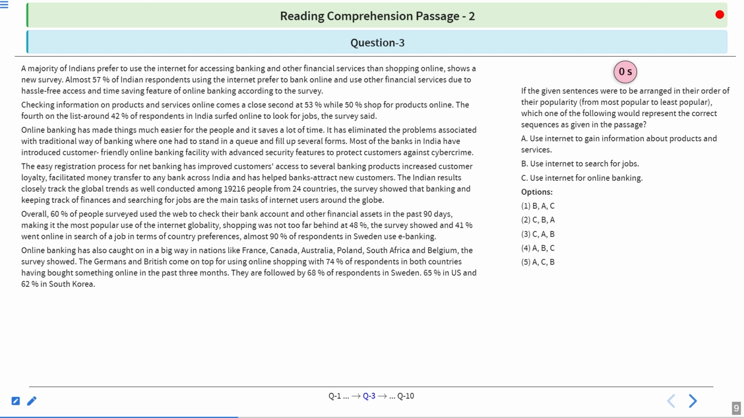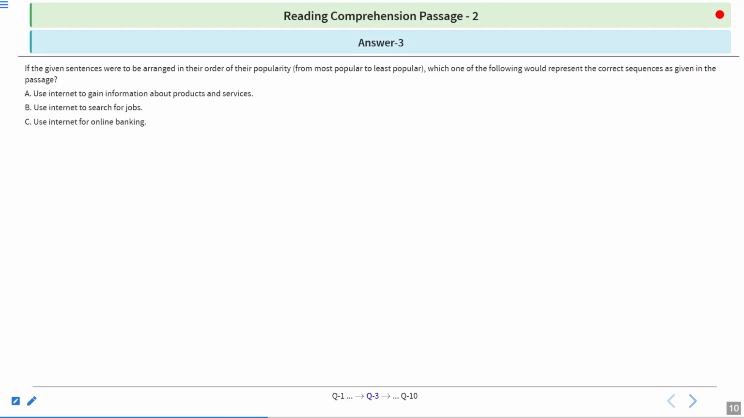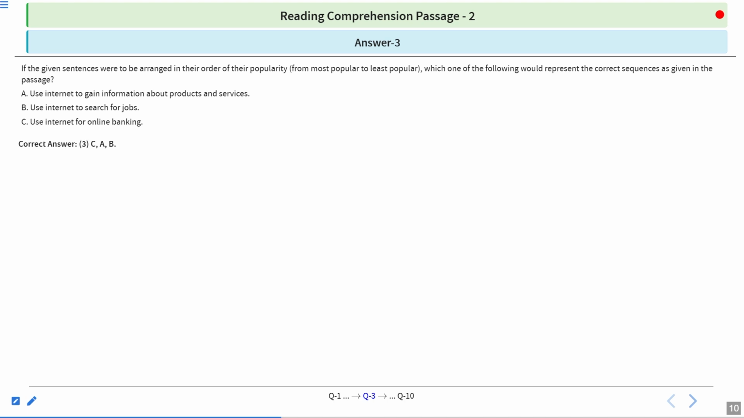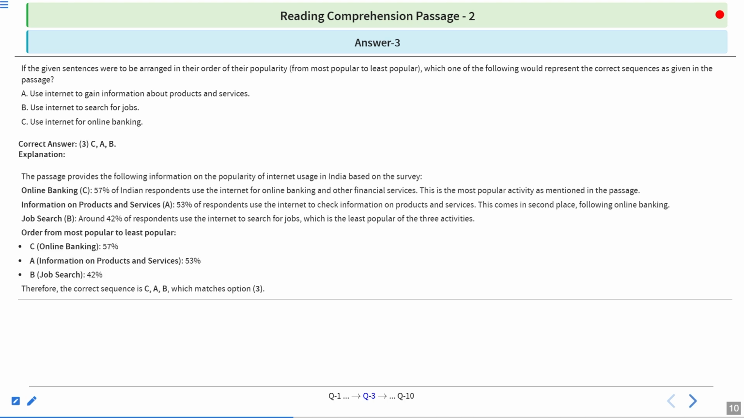I hope you've chosen the right one. Let's move to the correct answer. The correct answer is CAB, the third one. And the explanation is, the passage provides the following information on the popularity of internet usage in India based on the survey. Online banking, C. 57% of Indian respondents use the internet for online banking and other financial services. This is the most popular activity as mentioned in the passage.